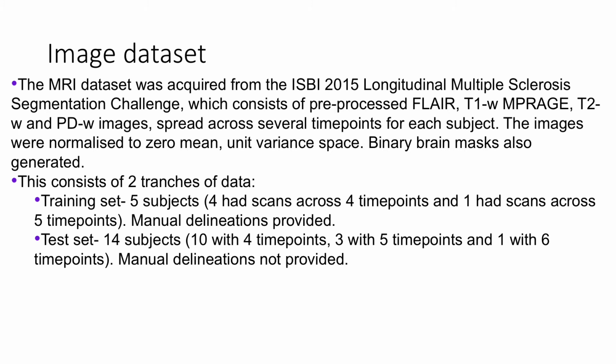There were 2 tranches of data, a training set of 5 subjects where manual delineations were provided, and a test set of 14 subjects where manual delineations were not provided. In terms of any further pre-processing, the images were normalized to a zero mean unit variance space by myself, and binary brain masks were also generated.